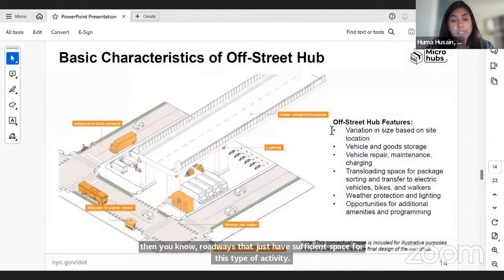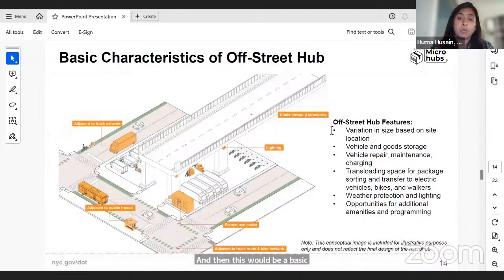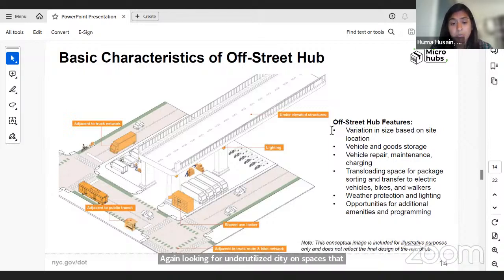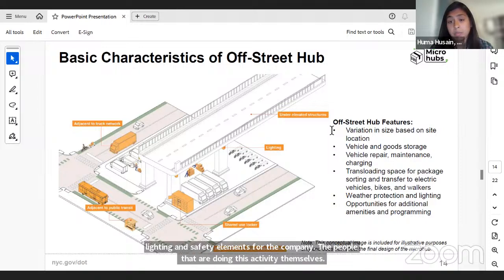And then this would be a basic image of what it would look like under a structure. So in this case, maybe a BQE or under the subway. Again, looking for underutilized city-owned spaces that could be activated with this type of activity and provide a bit more storage, worker rest areas, restrooms maybe, shared use lockers eventually. So some more amenities, lighting and safety elements for the company, the people that are doing this activity themselves, in areas that maybe are underutilized at the moment.